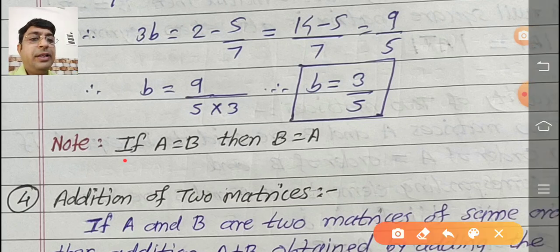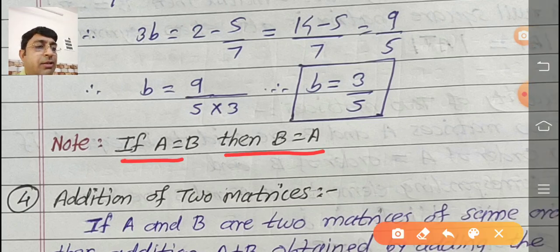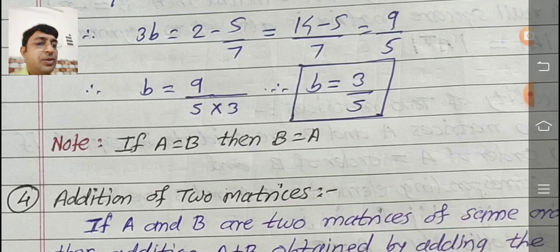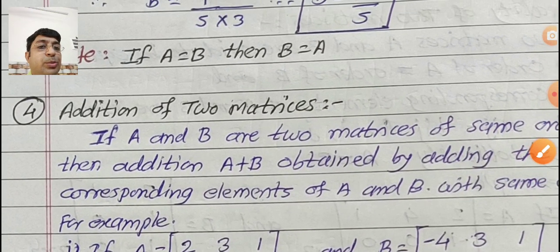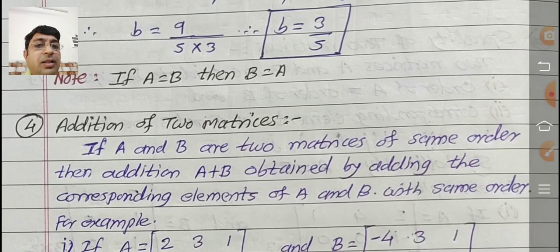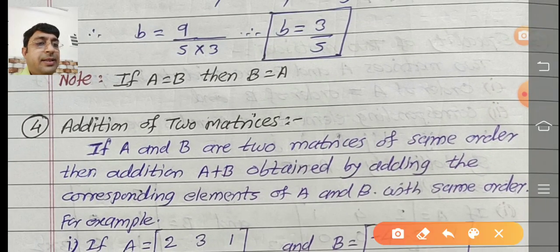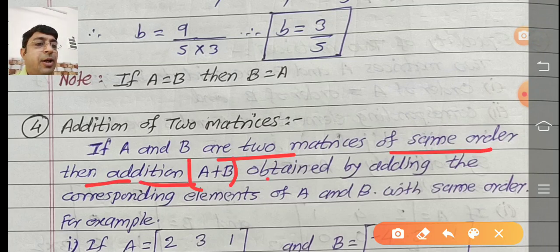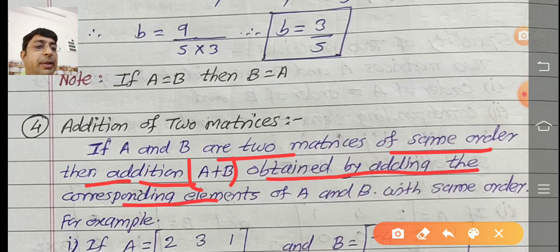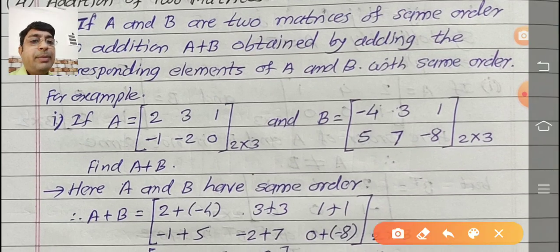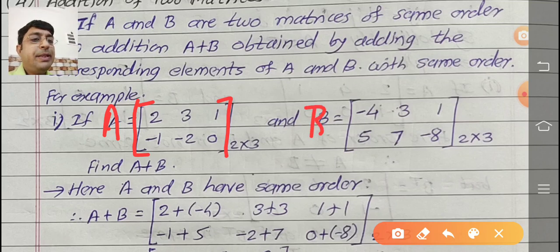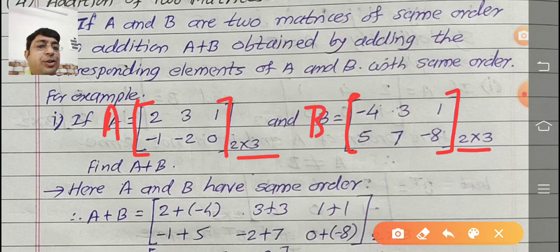One note is given here: if A is equal to B, then B is also equal to A in case of matrices also. Next type is addition of two matrices. If A and B are two matrices of the same order, then the addition A plus B is obtained by adding the corresponding elements of A and B with the same order. For example, matrix A is given here having the order 2 by 3. Matrix B is also given here having the order 2 by 3. So the order is the same, so addition is possible.